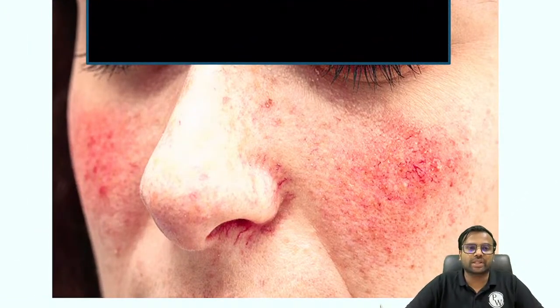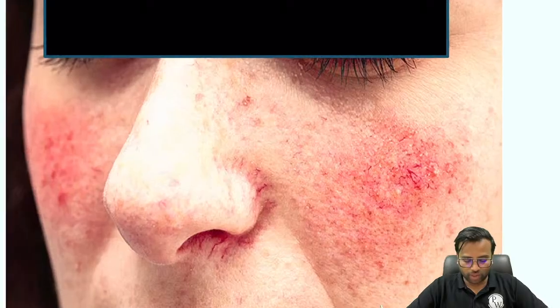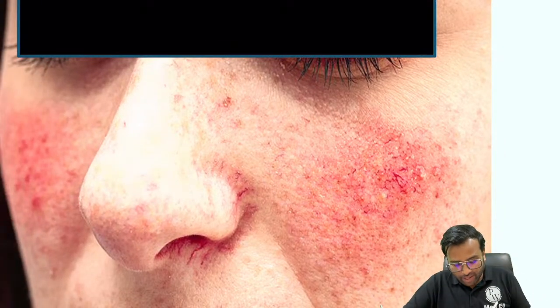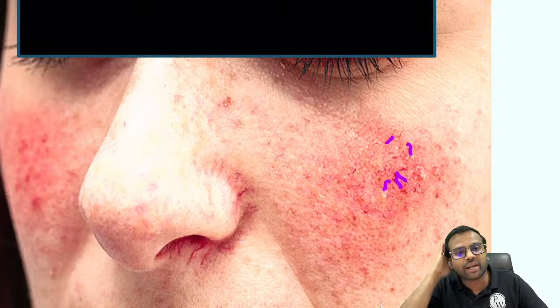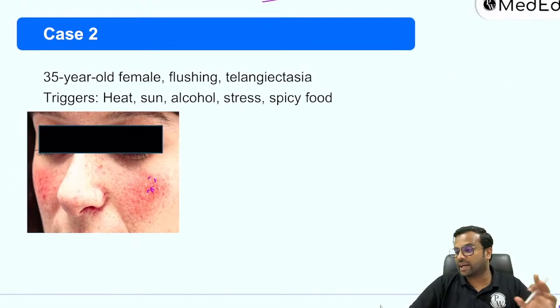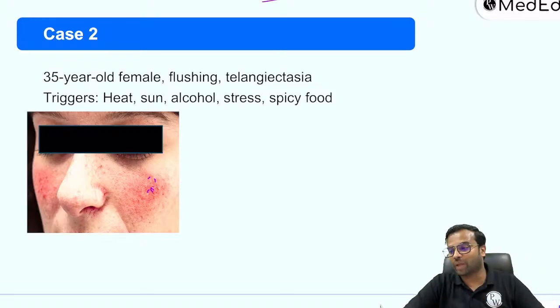Once I zoom this and closely examine this patient, can you appreciate these small red blood vessels over the skin? These visible blood vessels over the skin are called telangiectasia, right? And what do you think is the diagnosis here? Red face, malar rash. I would say it's a very good differential diagnosis because it looks like a malar rash.